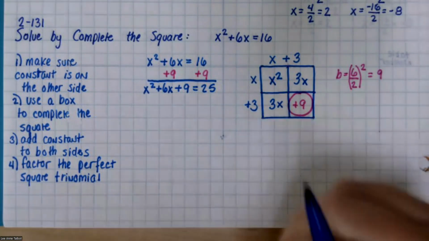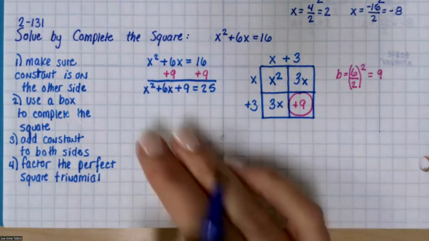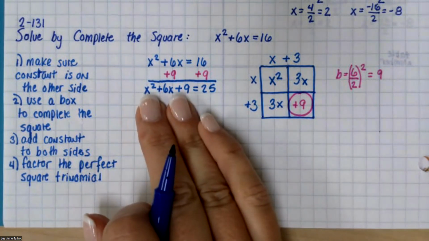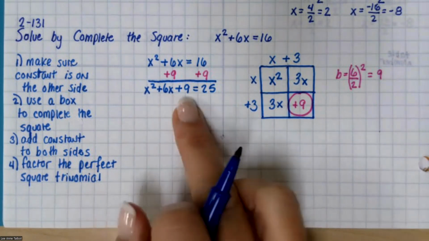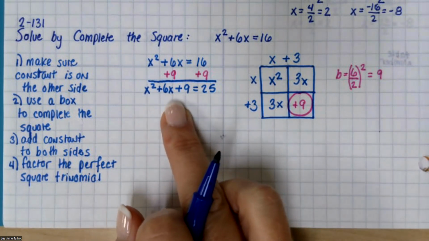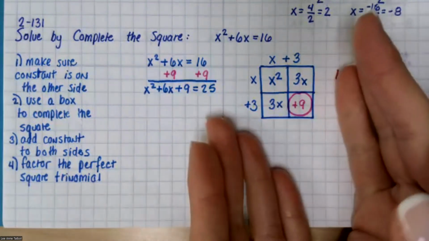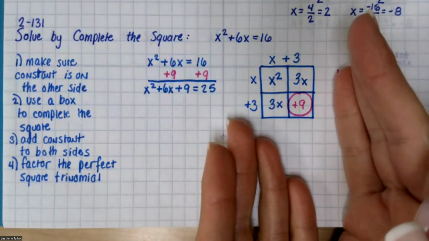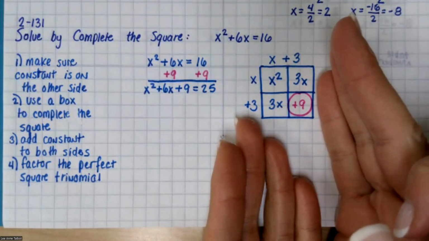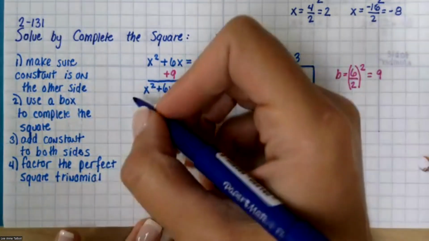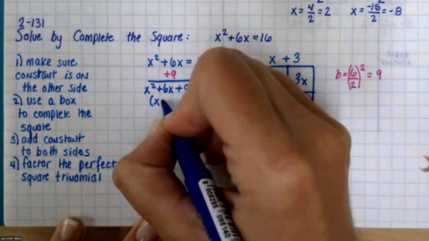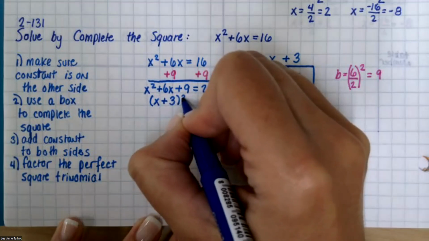Isn't that a fancy name? The perfect square trinomial is right here. That's x squared plus 6x plus 9. That means factor that. And you can factor with a diamond and box, except for the fact that the box is already made for you right over here. You see how beautiful it is? Okay, so this factors to x plus 3 squared.